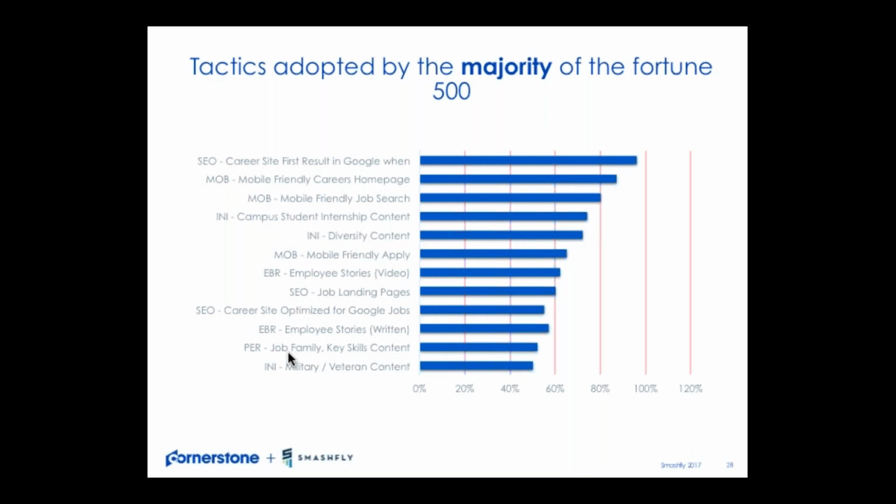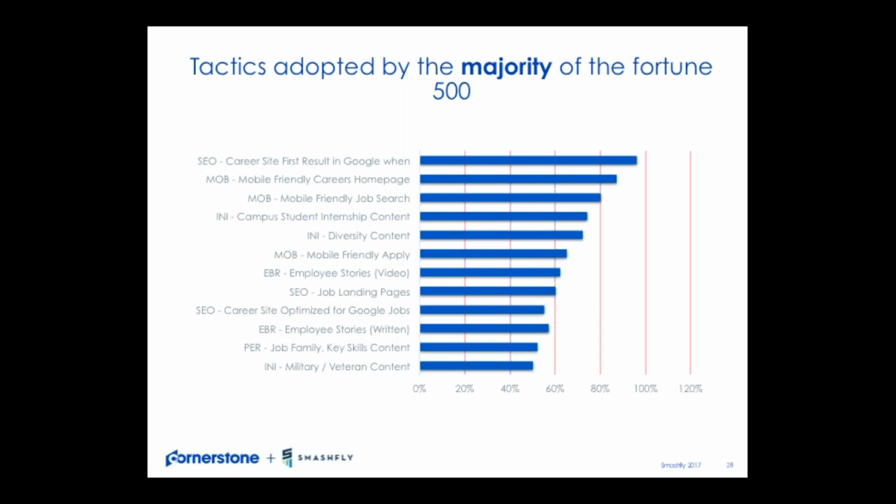So what we're looking at here is tactics adopted in 2018 by the majority of the Fortune 500. I think none of this is terribly shocking. Again, things I've mentioned that I think have been on the tops of many recruiting teams' minds, making sure that the experience is mobile friendly, that the jobs and the company's brand are actually showing up in Google when somebody searches. The use of employee stories, especially video stories, has increased significantly. So it's great to see that these things have been adopted.